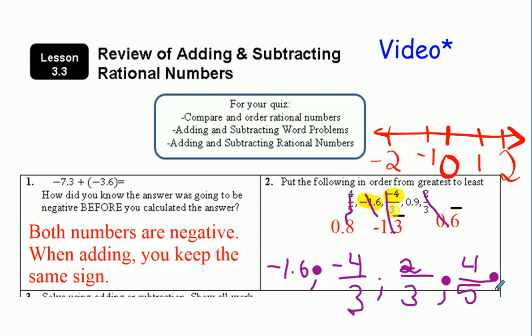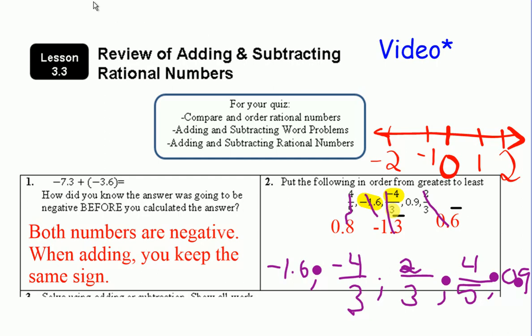And finally, 9/10. I don't know why my decimals are going so big. Very weird. Sorry about that. Alright, so -1 6/10, -4/3, 2/3, 4/5, and 9/10 in that order, from least to greatest.